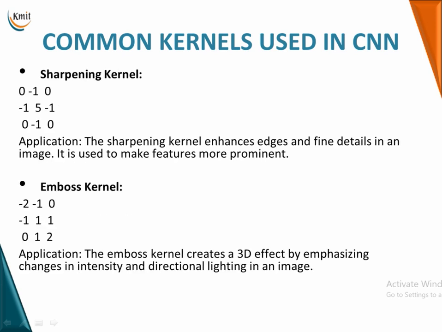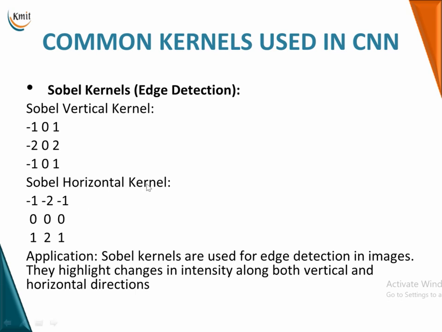Next, the sharpening kernel is used when you want to enhance fine details inside an image, and it also enhances certain edges. It makes all the features more sharpened and prominent. These are the values for the sharpening kernel. These are the values for the emboss kernel. The emboss kernel is used when you want to create a 3D effect by changing the intensity and directional lighting inside a particular image. In the Sobel kernel, you have vertical kernel values like these and horizontal kernel values like these.